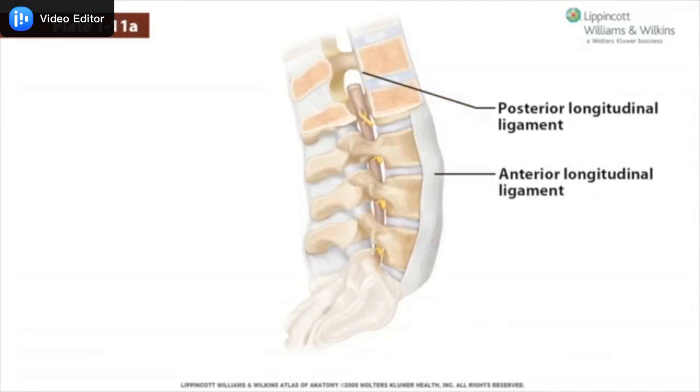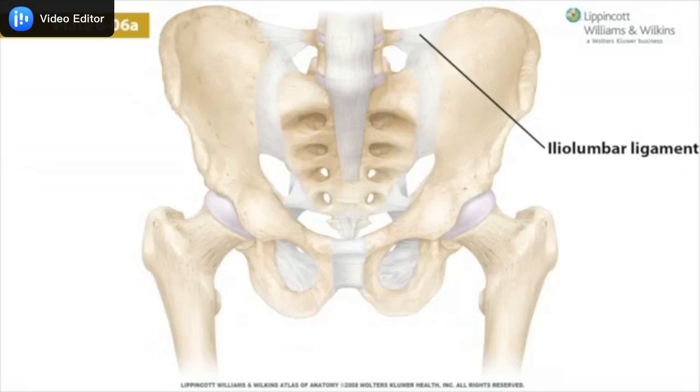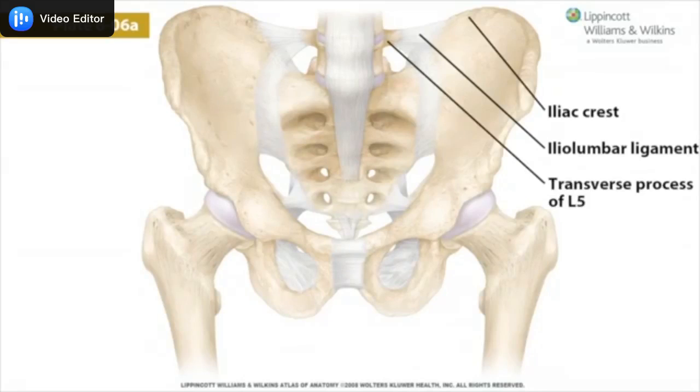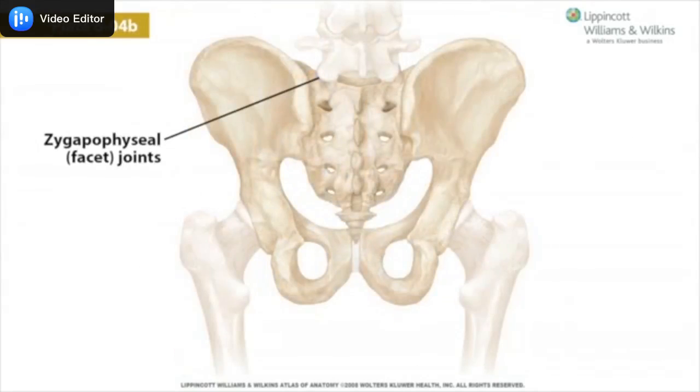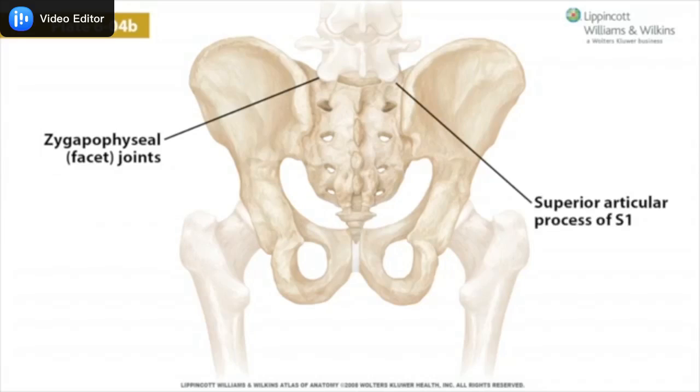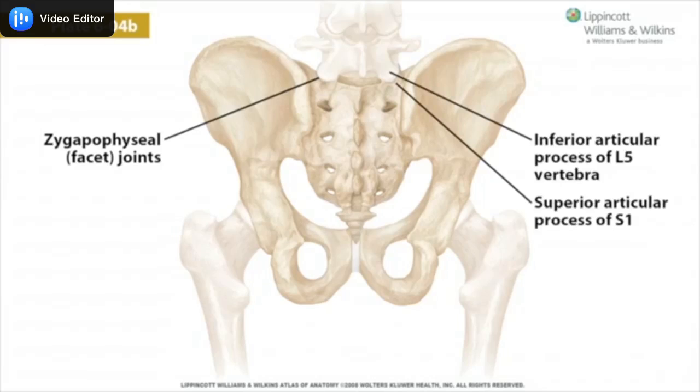The anterior and posterior longitudinal ligaments reinforce the joint, as do the iliolumbar ligaments that run between the iliac crest and the transverse processes of L5. The iliolumbar ligaments resist rotation of L5 with respect to the sacrum. The lumbosacral zygapophyseal joints, or facet joints, are synovial joints between the superior articular processes of S1 and the inferior articular processes of L5. The zygapophyseal joints and the intervertebral joints resist compressive forces on the vertebral column.